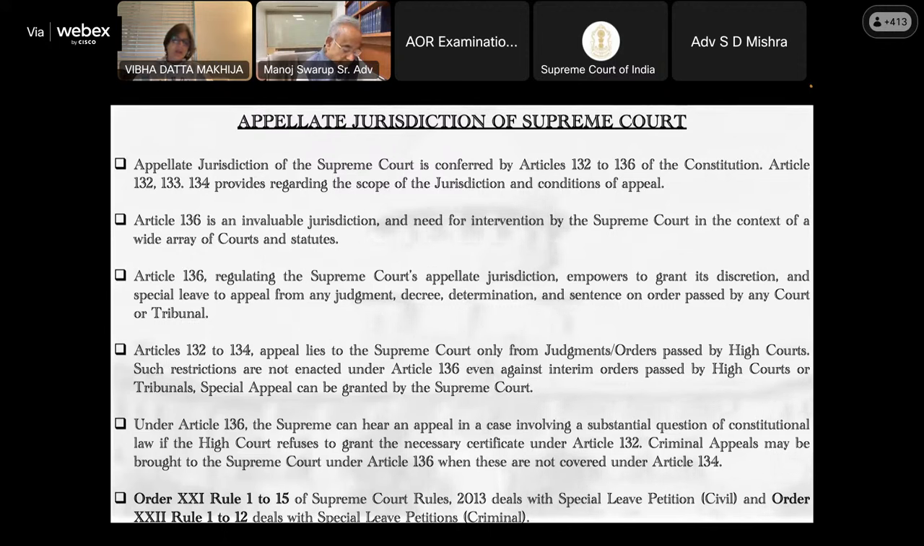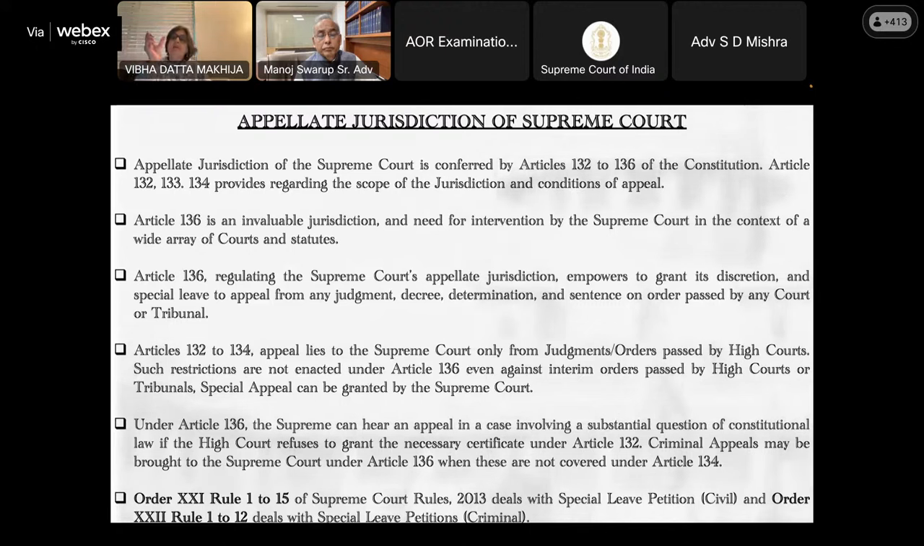Now, you will focus on Articles 132 to 136, and these are various appellate powers of the Supreme Court. And in the appellate powers, basically, Article 132 provides the appellate jurisdiction of the Supreme Court in appeals from high courts in certain cases. So basically, there are several conditions which are provided under Article 132.